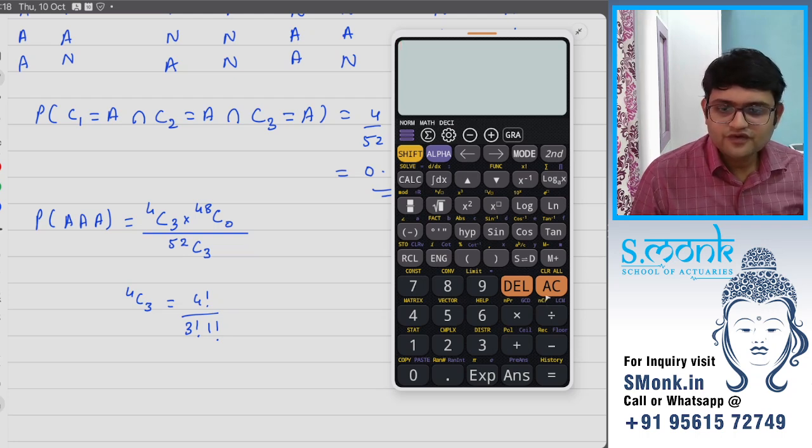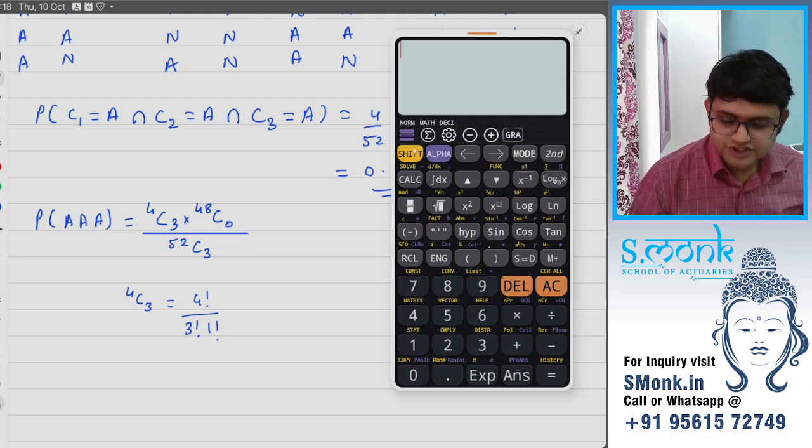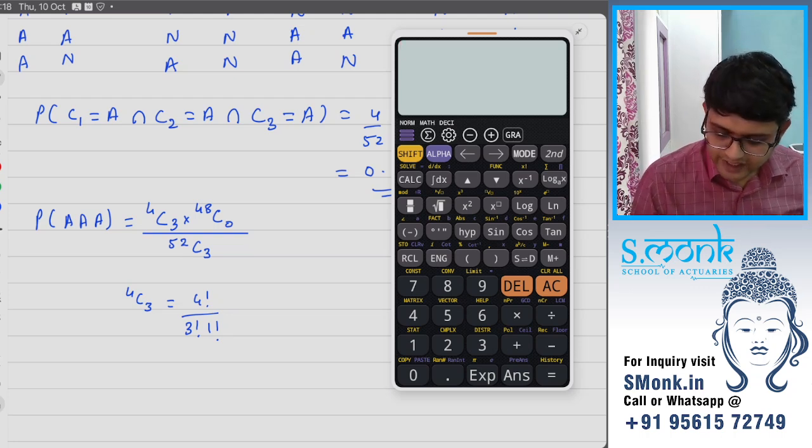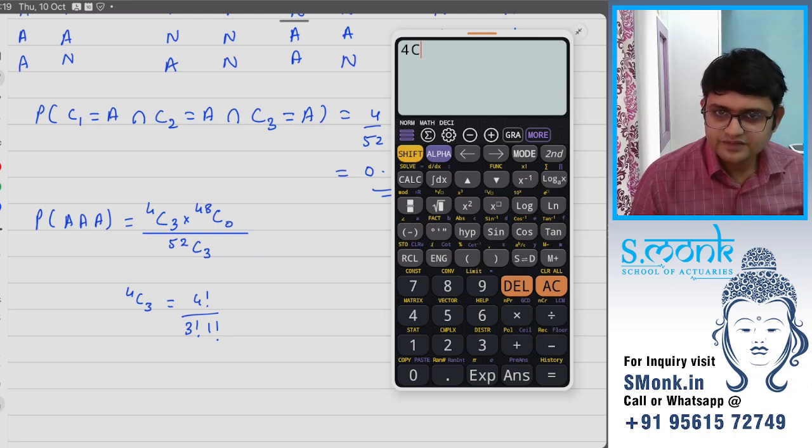Now if we want to evoke anything written in yellow, we'll press the shift button. Okay, the shift button, when we press, we can get everything written in yellow, and anything that is written in purple here we can get by pressing the alpha button. These are the special buttons, and that will help us get those special characters. So like here, if I want 4C3, I'll say 4, then shift, and then the division button. So I get a C and then 3.